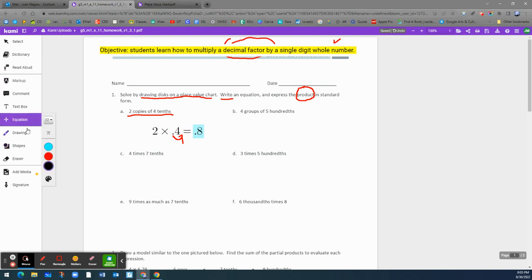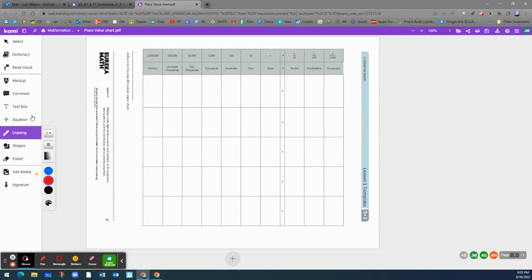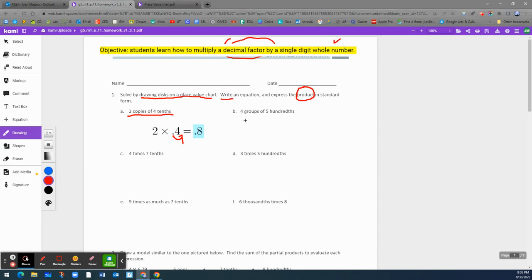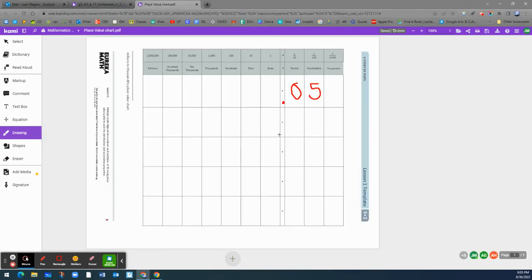So this one, B1B, states that you have 4 groups of 500s. All right, so let's go and write one group of 500s. So that's 500, right? That means there are 0/10. Now it says that you have 4 groups, so you have to make 4 groups here. So that's going to be one group. This is going to be 2 groups. The third one is below, and the final one is here.